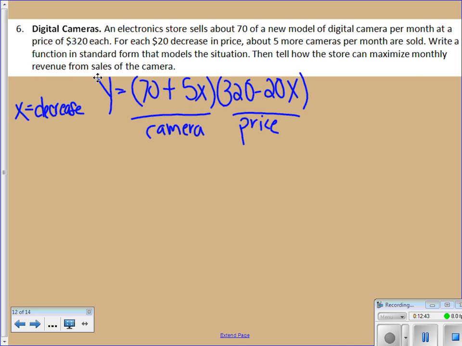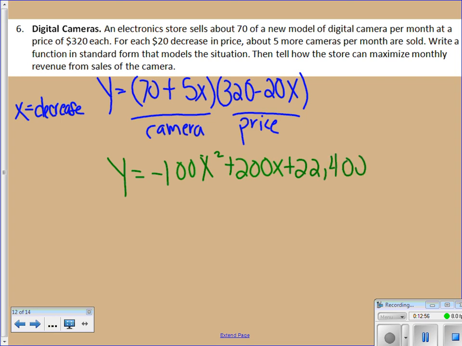Okay. Once you get it in standard form, you get y is equal to negative 100x squared plus 200x plus 22,400. So let's check. x is equal to the opposite of b over 2 times a. So right now I'm going through and I'm figuring out that vertex. So when I do that, I get that x is only equal to 1. So we only want to do this once.